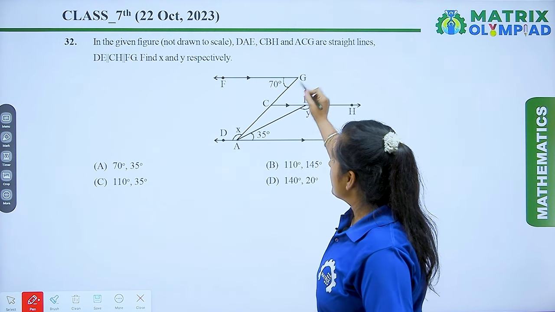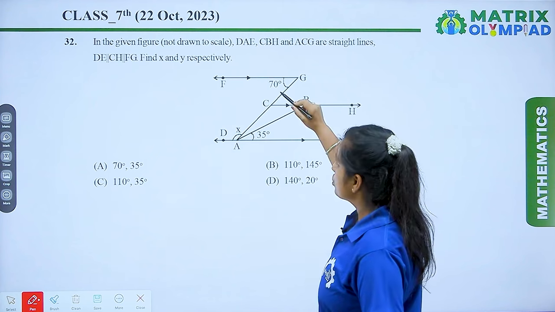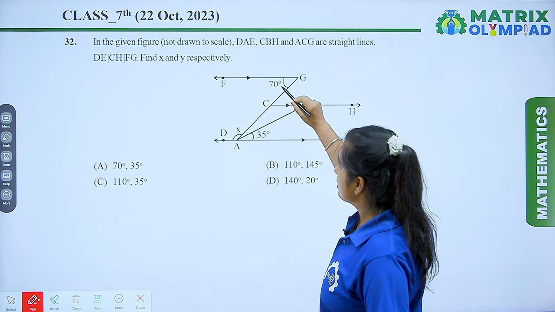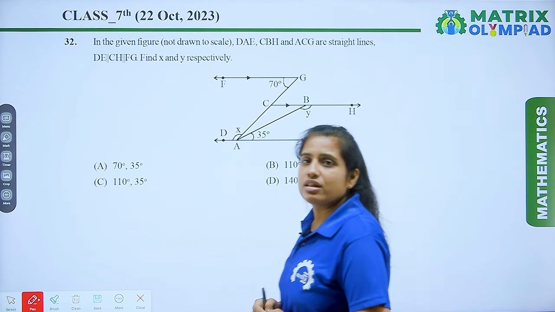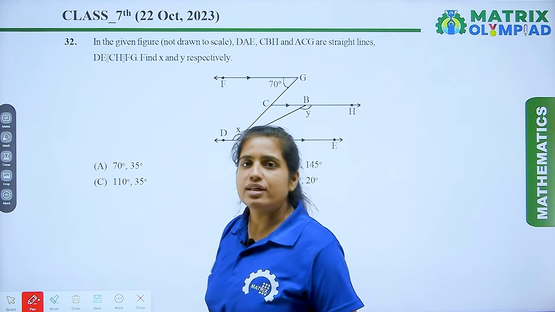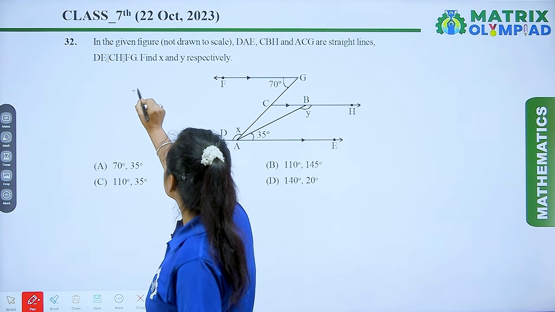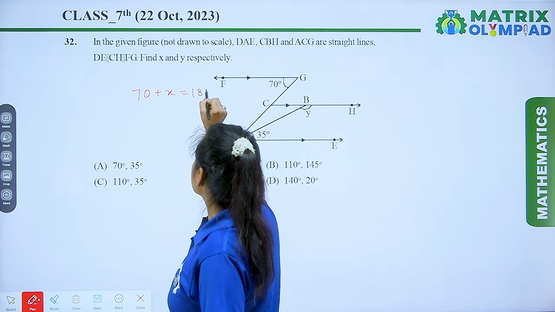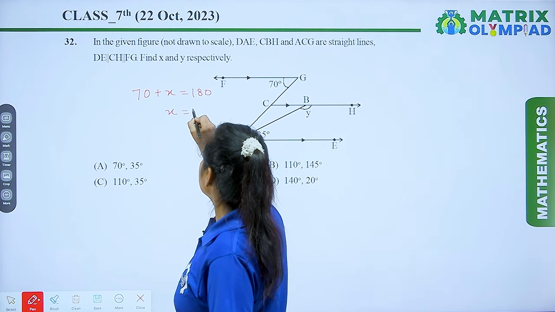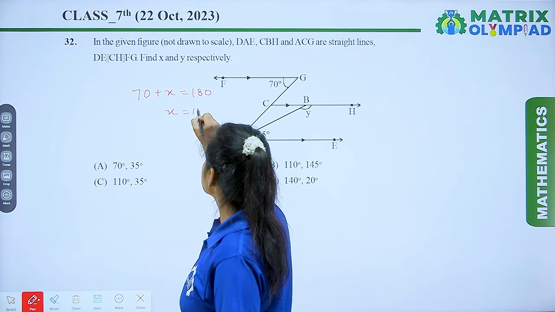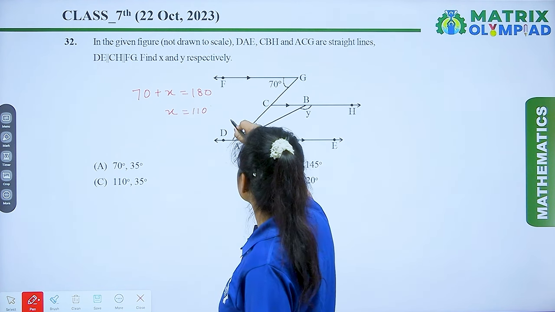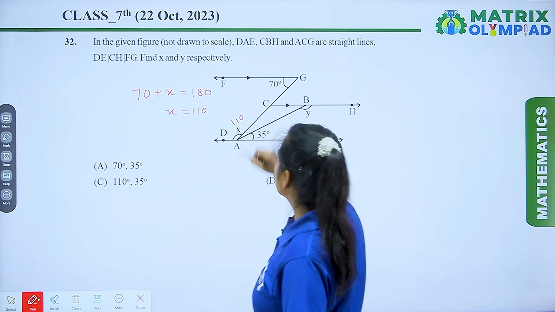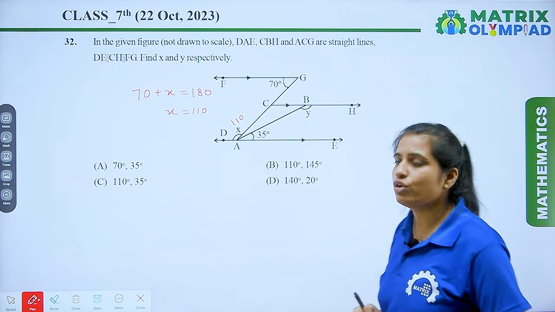Now AG is transversal. So here 70 and X, the sum of these two angles is 180 degrees because of co-interior angles. So here the value of X is 180 minus 70, that is 110. So here we have 110, the value of X.